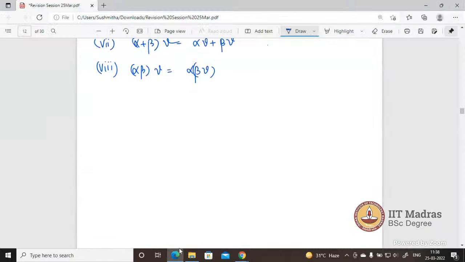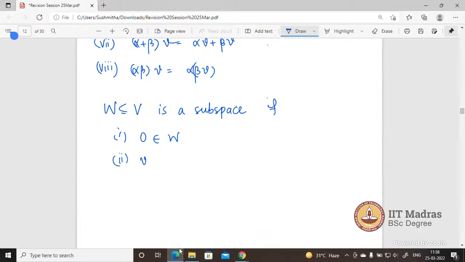Okay. And then when do you say a subset of a vector space is a subspace? If it is closed under three conditions. It is a subspace if 0 belongs to W firstly, right? The zero vector of the vector space belongs to W. And W1 plus W2 belongs to W, if W1, W2 belong to W, for all W1, W2 in W. It's closed under addition. And it is closed under scalar multiplication.